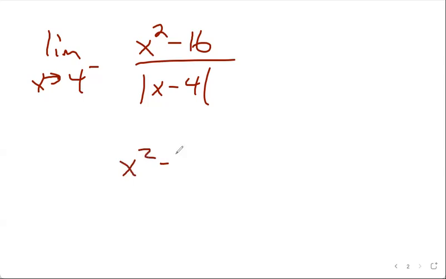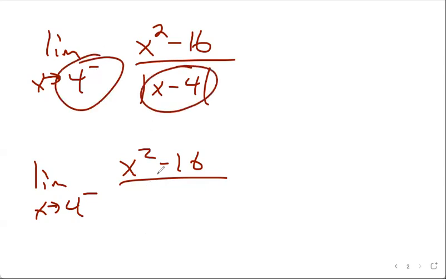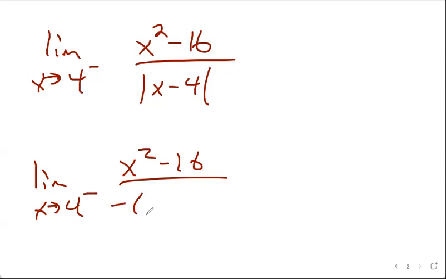Okay, so x squared minus 16 over, if I plug in a number less than 4 inside, what is it going to be? It's going to be negative. So, okay, in that case, you would go ahead and multiply by a negative to make it positive.